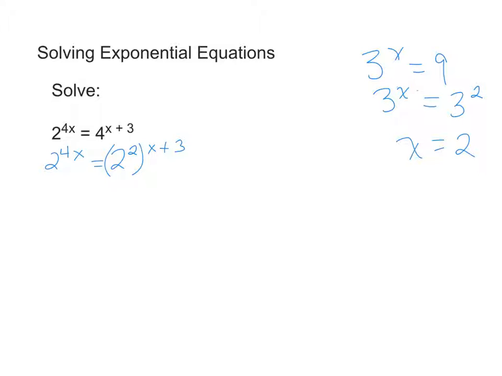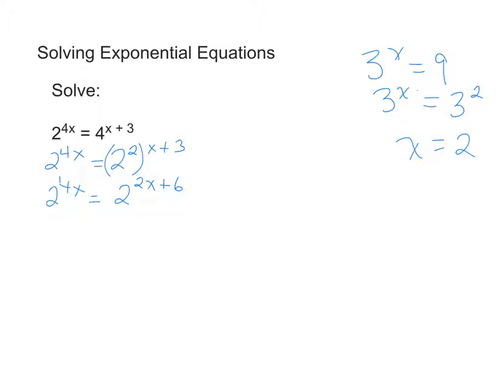So get the bases the same. That's the first step. And you usually can look at what is the smallest base and change them all into that. So the smallest base originally was 2. We changed the bases to 2. Now I'm going to expand the exponents. So 2 to the power of 4x is equal to 2 to the power of 2x plus 6.